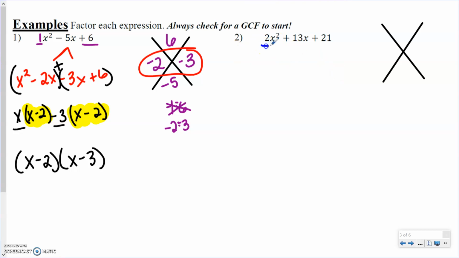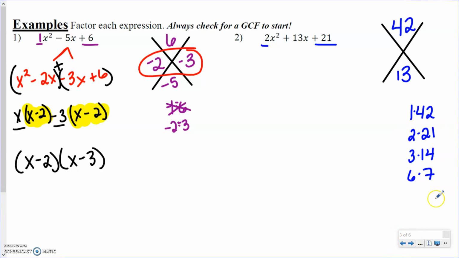Okay, for the next one, AC. So 2 times 21 is 42. And then my B in the middle is a positive 13. So I'm going to list out the numbers that multiply to give me 42. I have 1 times 42. I have 2 times 21. I have 3 times 14. 4 doesn't work. 5 doesn't work. 6 times 7 works. Okay, so go through and check which of these add up to give me 13, and I'm going to go with 6 and 7.